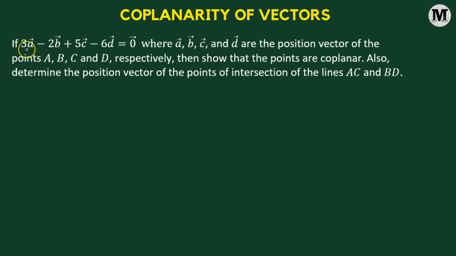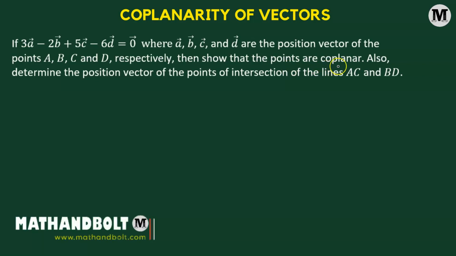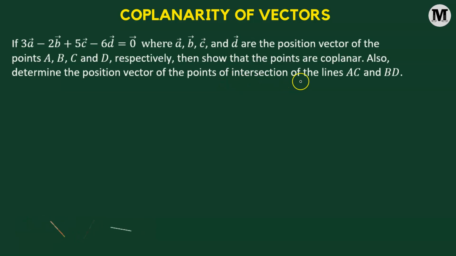So in this problem, we have 3a minus 2b plus 5c minus 6d equals the null vector, where the a vector, b vector, c vector, and d vector are the position vectors of the points A, B, C, and D respectively. Then we need to show that the points are coplanar. Also, we need to determine the position vector of the point of intersection of the lines AC and BD. Okay, let us begin. So we'll start with the given conditions.